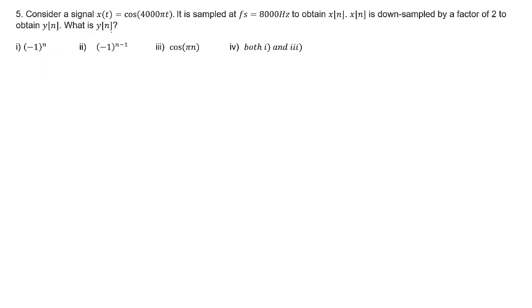which says that the continuous time signal xt equals cos 4000 pi t is being sampled at 8000 Hz to obtain xn. Xn is next downsampled by a factor of 2 to obtain yn. So what is yn? If I represent it in terms of a block diagram, it will look something like this: C to D, where the sampling period is this. You are getting xn here, which is next passed through a downsampler block to obtain yn with the downsampling factor 2.